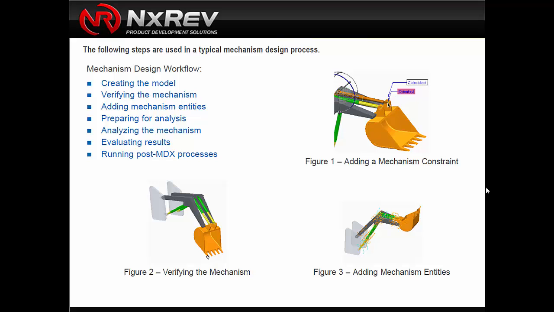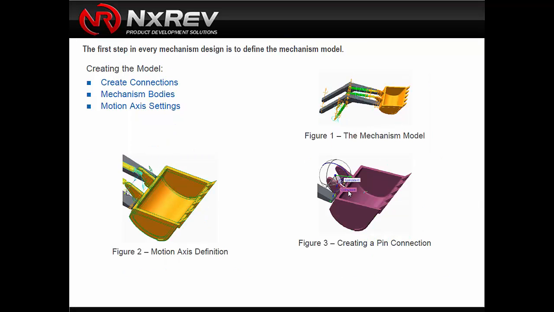We'll verify the mechanism is looking the way we want and working the way we want by dragging it around, and also using a special tool within the mechanism module that allows us to check for any inconsistencies in our mechanism. And then we'll be setting up the model for some analysis and running some measurements against this, maybe to check the maximum distance of the bucket to the rest of our assembly, evaluating those results and then deciding what we want to do if we need to make any changes.